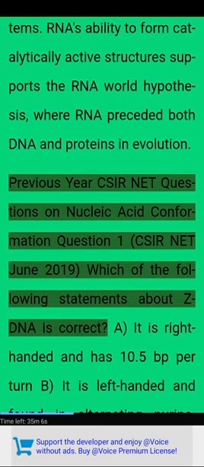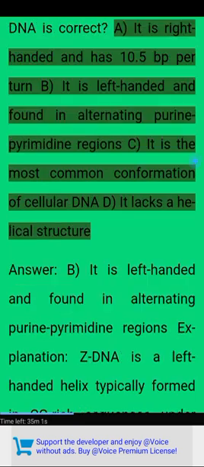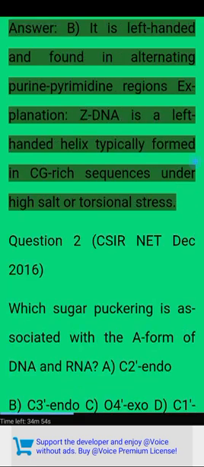Question 1. CSIR NET June 2019. Which of the following statements about Z DNA is correct? A. It is right-handed and has 10.5 base pairs per turn. B. It is left-handed and found in alternating purine-pyrimidine regions. C. It is the most common conformation of cellular DNA. D. It lacks a helical structure. Answer. B. It is left-handed and found in alternating purine-pyrimidine regions. Explanation. Z DNA is a left-handed helix typically formed in CG-rich sequences under high salt or torsional stress.